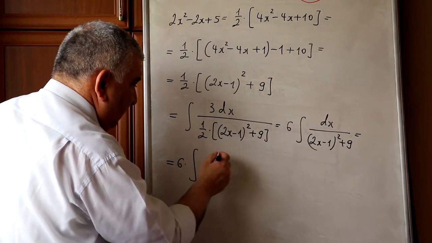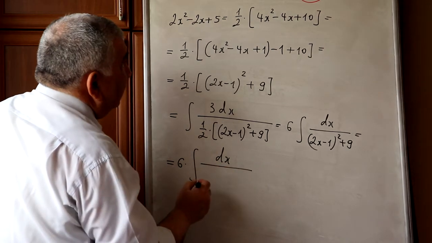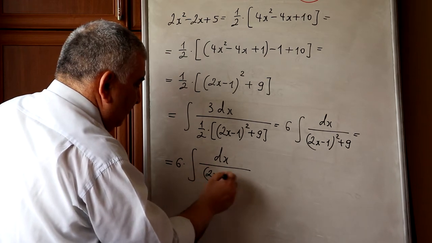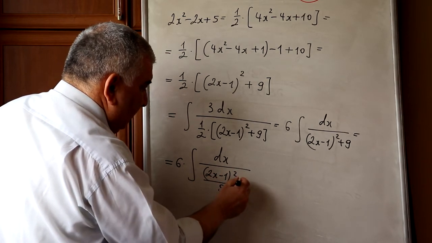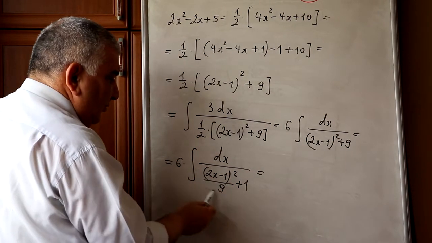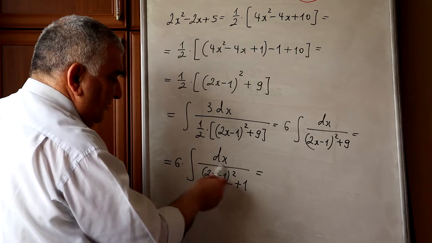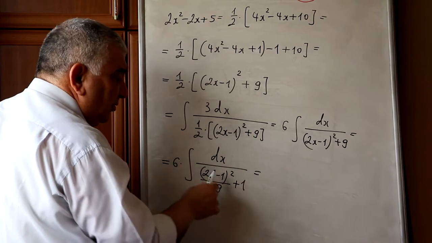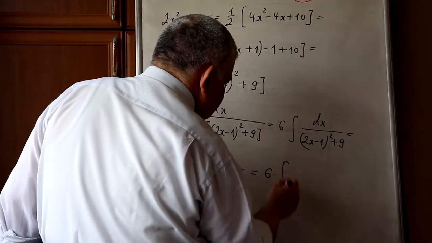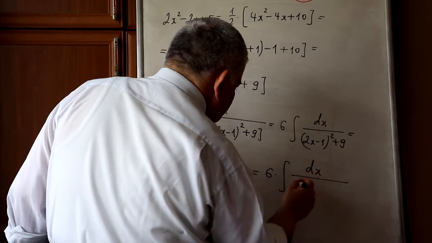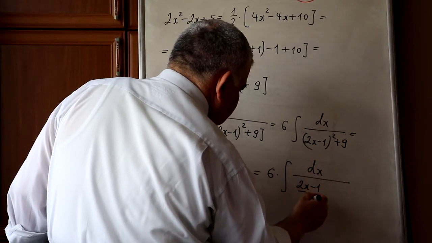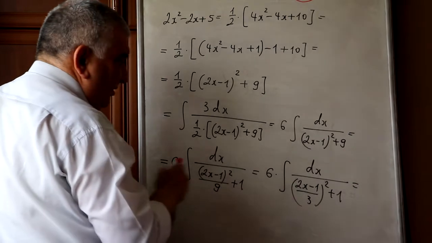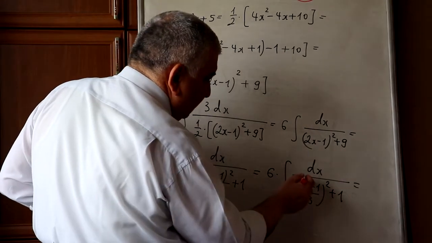6 multiplied by integral of dx over 2x minus 1 squared over 9 plus 1. Then unite this expression, the first term of the denominator, under the common square. 6 multiplied by dx over 2x minus 1 over 3 squared plus 1. Then change the expression in the parentheses by new variable t.